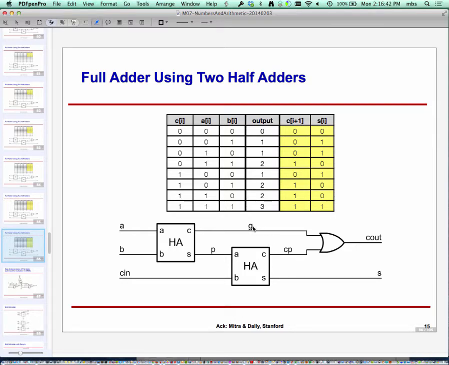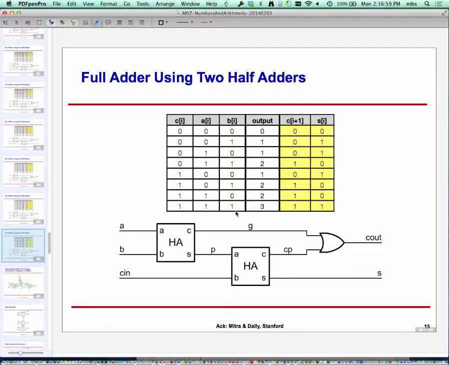Now I have G, which is at the twos position, and CP, which is at the twos position, and I have to combine them. It turns out in this case you can do it with an OR gate, so you get a C out, and we can work out the various cases, and you'll see it works correctly.